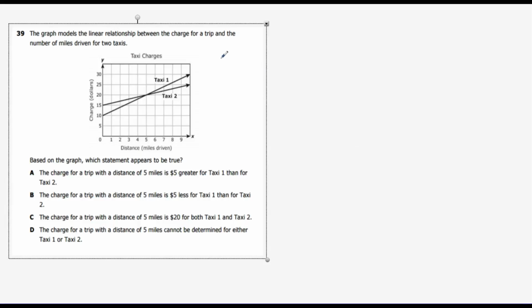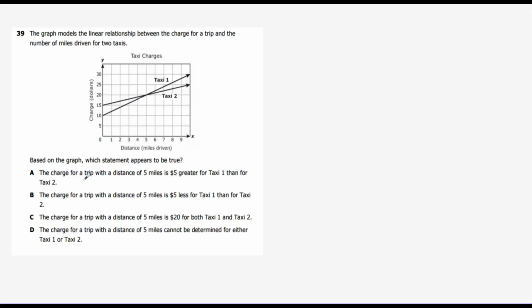Okay, linear relationships between charges for trip, number of miles driven for 2 taxis. Which statement appears to be true? Okay, so let's just go down the list and check what our answers say. So charge for trip with a distance of 5 miles. Okay, here's 5 miles. At 5 miles, the lines cross, which means taxi 1 and taxi 2 both cost $20.